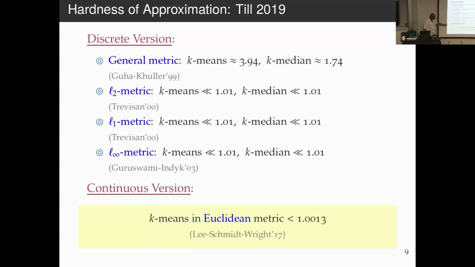And then the continuous version. So these are all discrete. 1.0013, something very small. Good. And I do believe it's not because they didn't have the technical thing. It's more like you need the right conceptual approach to the whole thing.